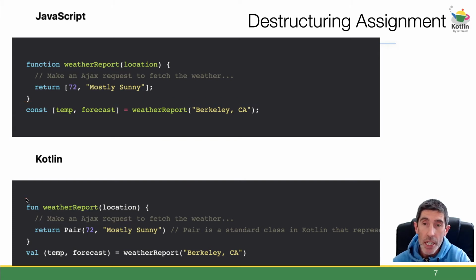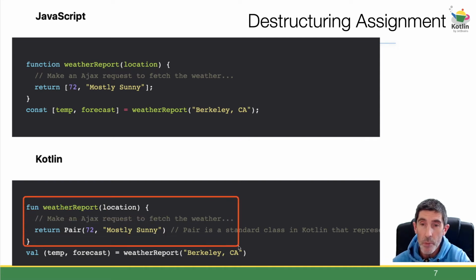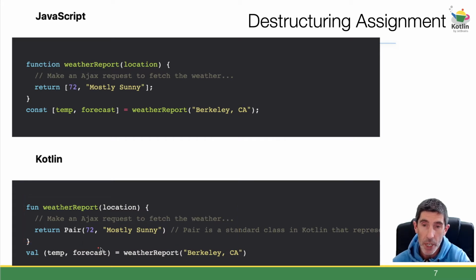In Kotlin, it's very similar. We could have a function like that and return a pair. That pair is a standard class in Kotlin that just represents that key value pair. And we can say something like this: val temp comma forecast is assigned a weather report, and then whatever. So we're passing in the one element, and we're getting back one return value, but it has two parts to it, so to speak. It's one element being returned, but it actually has multiple parts. And then with that destructuring assignment, we can just assign one to the next, as I said, in the one line of code.